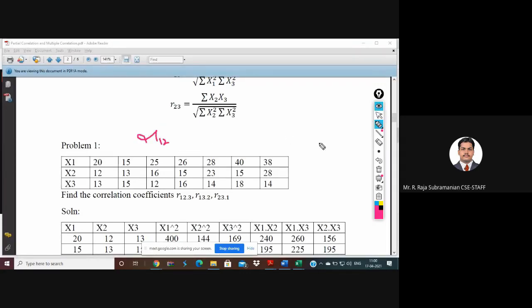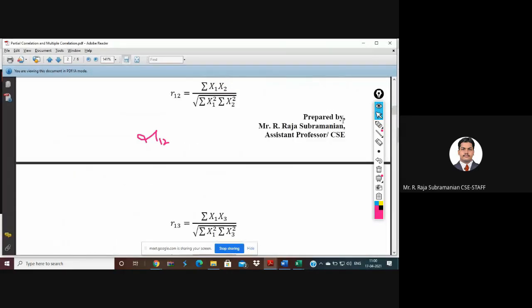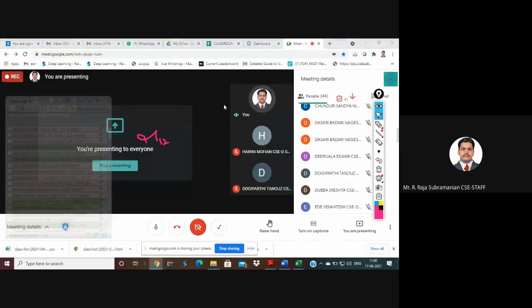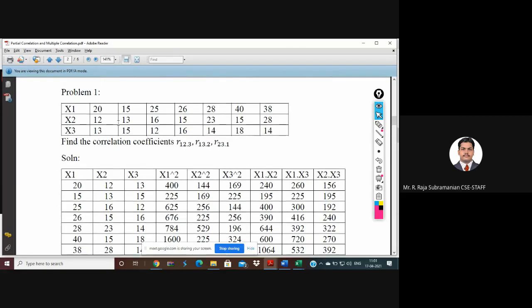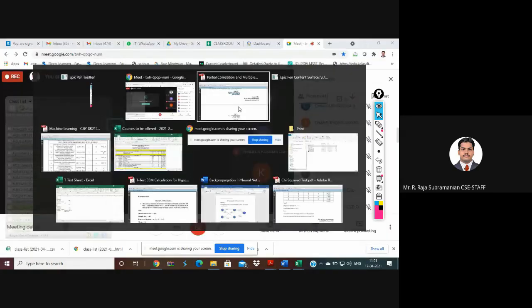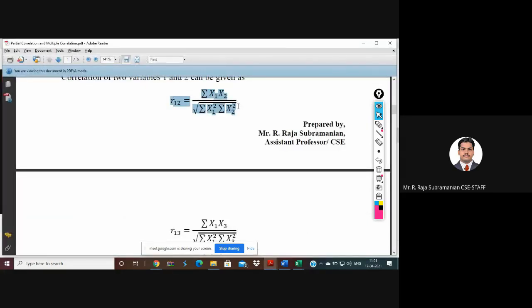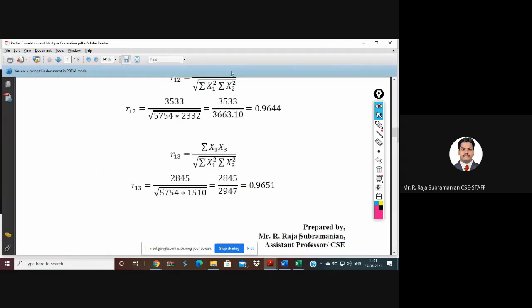So what you will actually do is go and see this formula. What is given in this formula? R12 means summation x1 x2 divided by square root of summation x1 squared into summation x2 squared. Right? Given a table like this, try to compute R12. You first understand how to compute R12, R23, R13 and so on. So what is R12? Similarly, R13 means summation x1 x3 divided by square root of summation x1 squared and summation x3 squared. So you know how to calculate the initial thing.